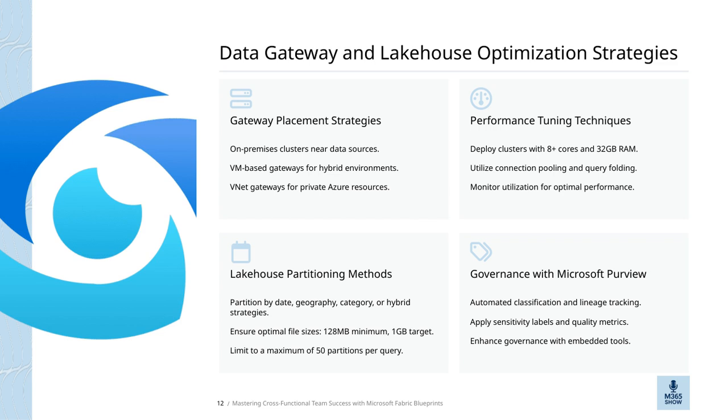Ensuring our file sizes are optimal, aiming for at least 128 MB, with a target around 1 GB, helps balance performance and manageability. Remember, limiting to a maximum of 50 partitions per query prevents overloading our systems. For deploying clusters, using configurations with 8 or more cores and 32 GB of RAM can really boost processing power.